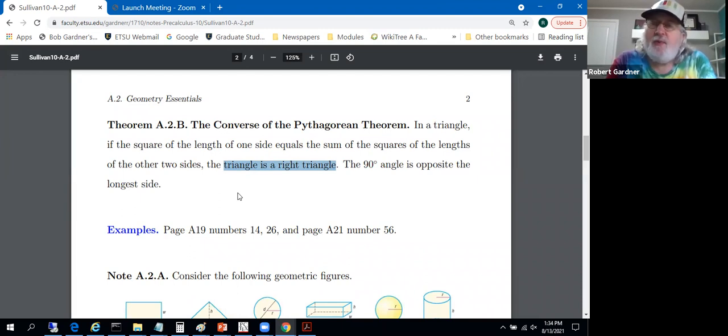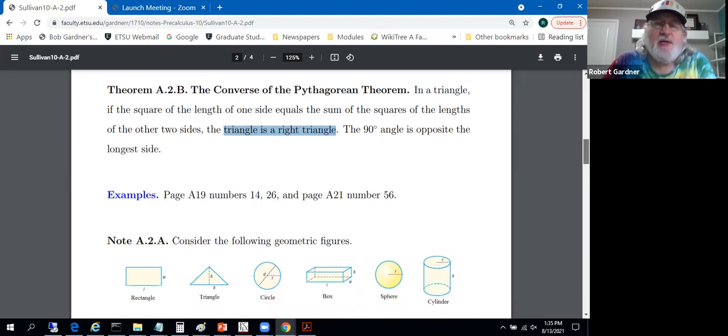So the Pythagorean theorem is what's called an if and only if result. A triangle is a right triangle if and only if the square of one of the sides equals the sum of the squares of the other two sides in length. And of course, the 90-degree angle is opposite the longest side. We could now introduce the term for the longest side as the hypotenuse if we know we have a right triangle, and there you go.